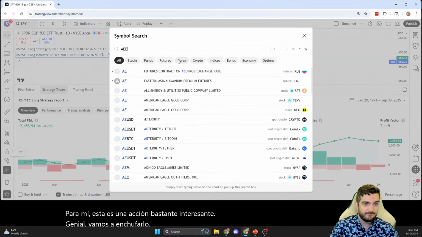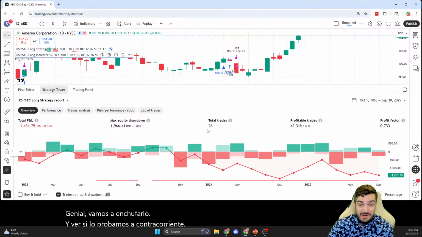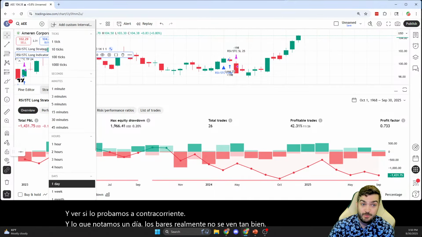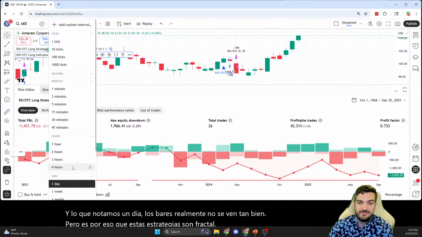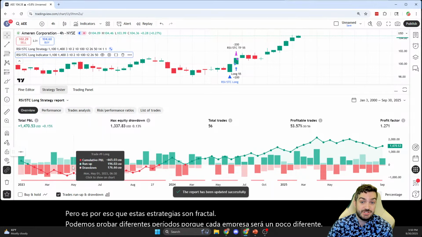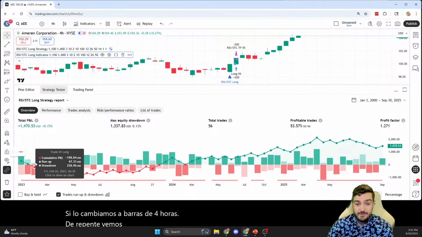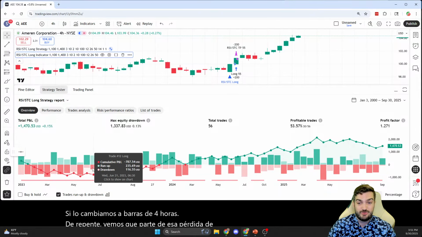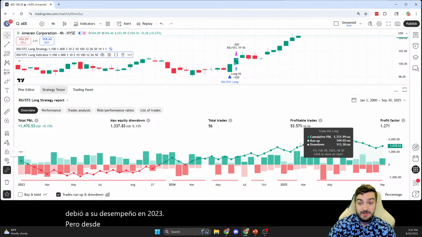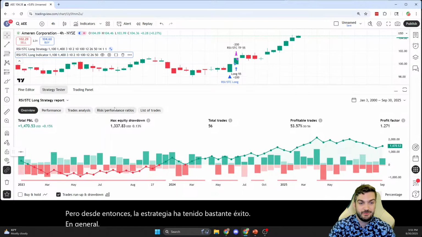Let's take that company and see if we backtest it. And what we notice, 1-day bars don't really look that good. But that's why these strategies are fractal. We can test different periods because every company is going to be a little bit different. If we change it to 4-hour bars, all of a sudden, we see that some of that loss from the strategy before was probably due to its 2023 performance. But since then, the strategy has been fairly successful. Overall, it's 53% profitable, profiting more than it's losing.